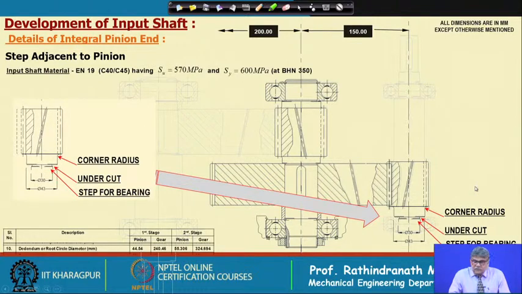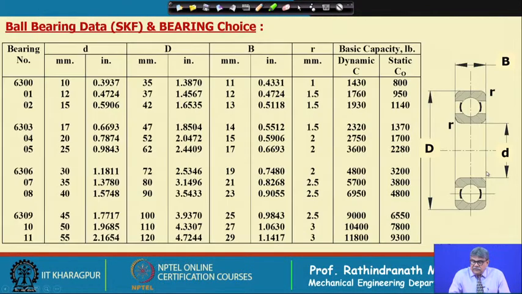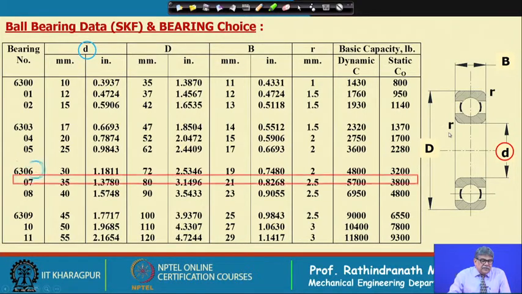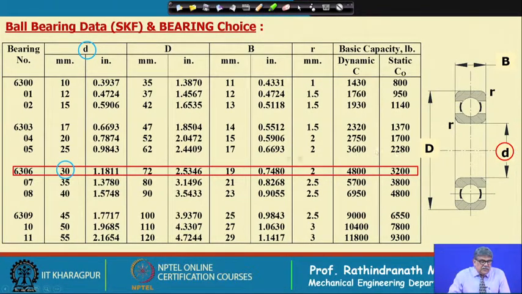This is the developed figure here, and next we shall choose the bearing. The diameter is already 30, and we find a 6306 bearing can be selected from the ball bearing group. The static load capacity is 3200 pounds, of course given in pounds. This is an SKF bearing that I have chosen, and the dynamic load capacity is 4800 pounds. If we divide by 2.2, it will be around 2200 or something like that.